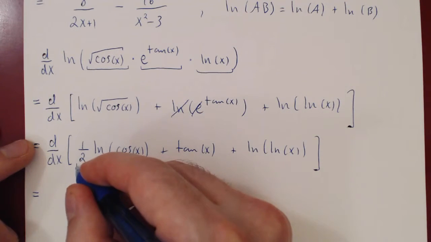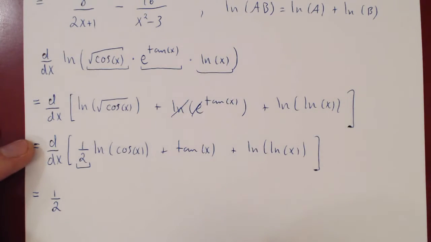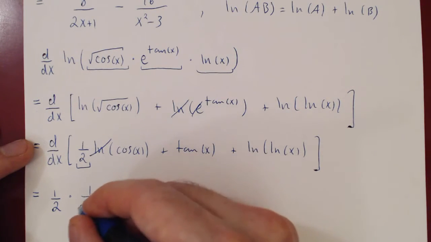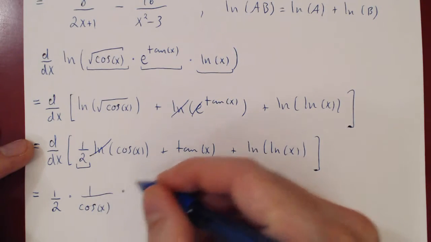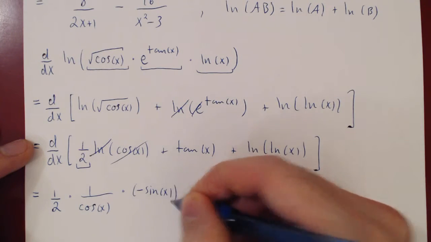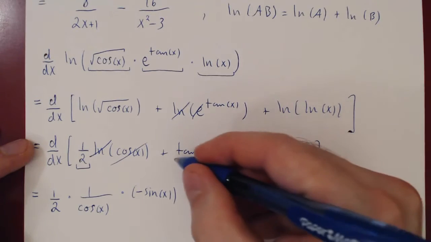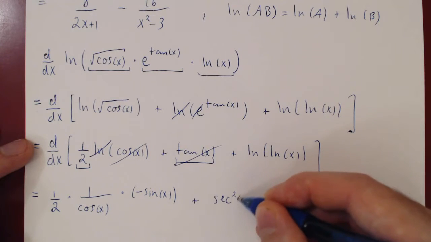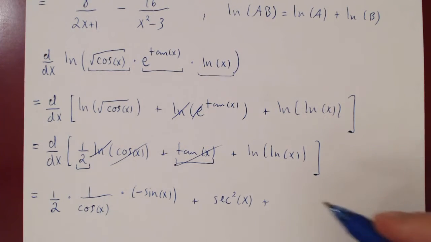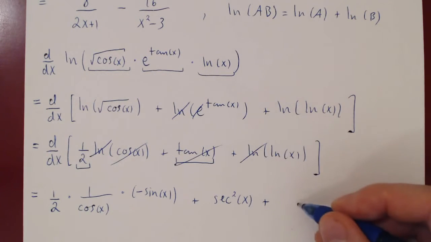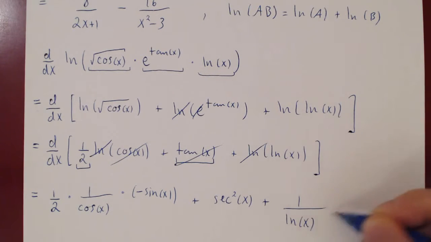So we differentiate the first function. 1/2 is a constant multiple. It just stays there. The derivative of ln is 1 over what's inside, so times 1 over cosine, times the derivative of the inside. The derivative of cosine is negative sine. And that takes care of the first function. Plus the derivative of tan of x. The derivative of tan of x is secant squared of x. That takes care of this function. Plus, now here we have a composition of, well, two compositions. Ln of, the derivative of ln is 1 over what's inside, so 1 over ln of x, times the derivative of ln of x, which is 1 over x.